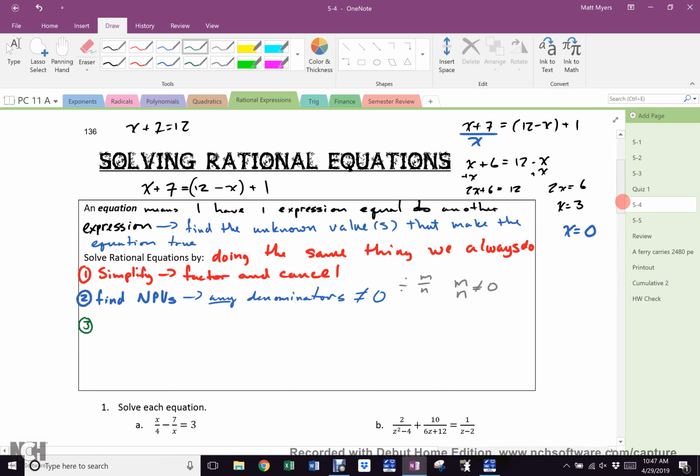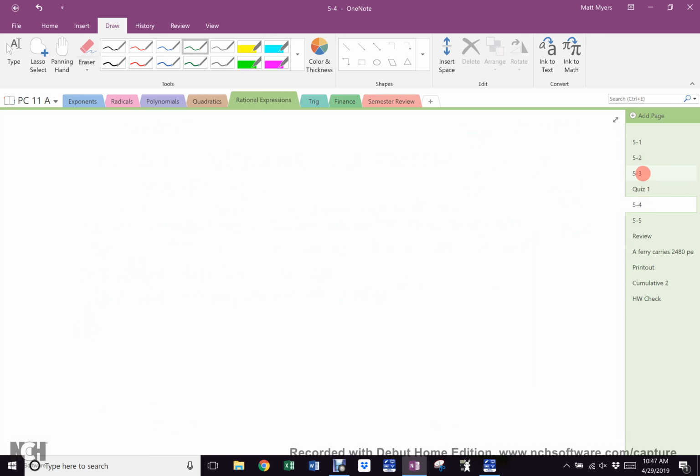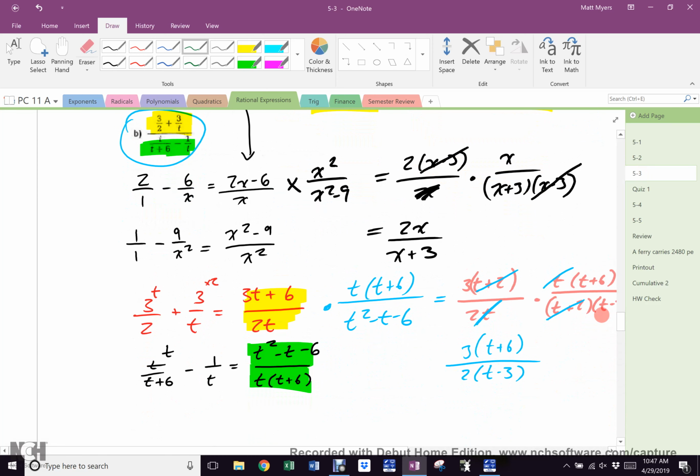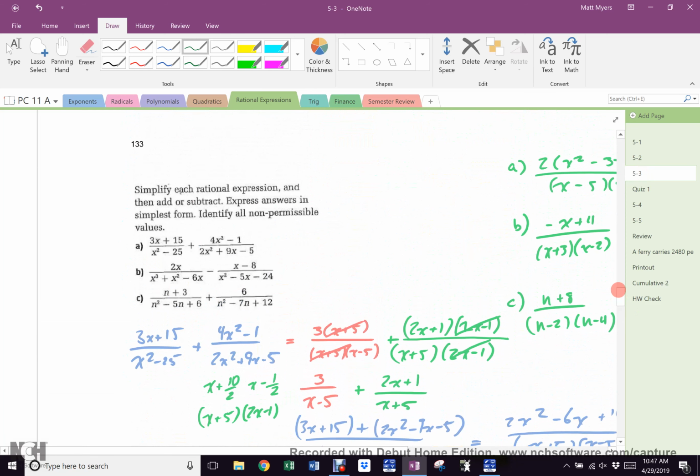Think back to what we've been doing in previous questions. In this question, for example, I simplified everything, yes? Right? And then what did I do? What did I have to do here after I've simplified and canceled? This, right now, is just an expression. What did I need to do?